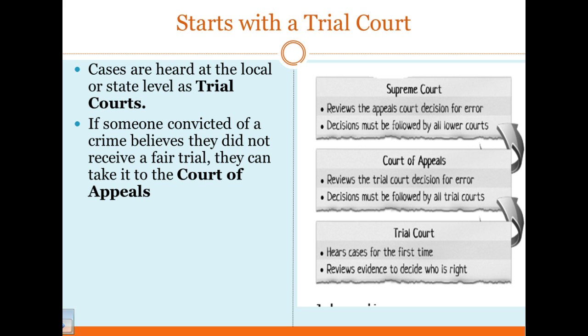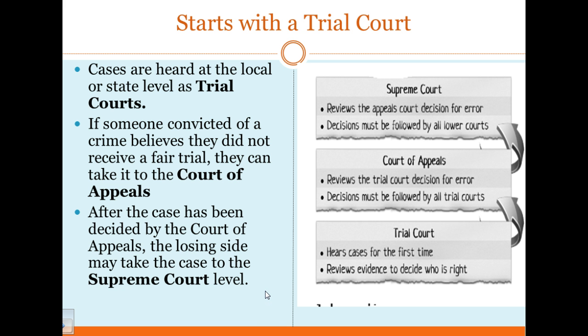Then, after the case has been decided by the Court of Appeals, the losing side may take their case to the Supreme Court level. This is the final level in the United States. It is the highest level of the Court of the United States. The review of the appeal court decides there was an error.